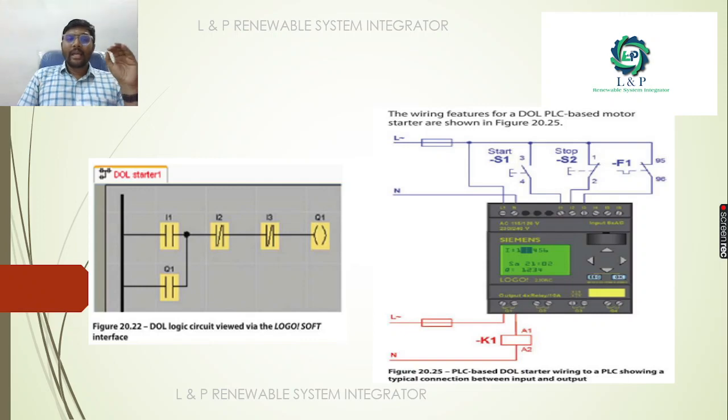This is an example of how we can represent a DOL starter in a LOGO! PLC as a logical circuit. This is how we need to make our wiring. We are connecting our input and output push buttons in the input module, and through the contactors we are trying to control our motor.